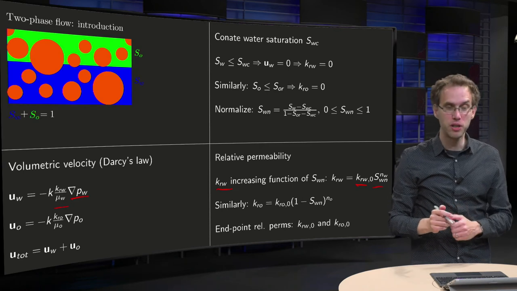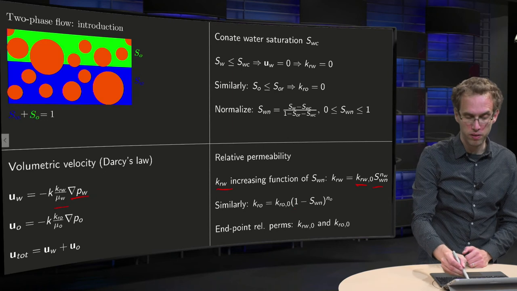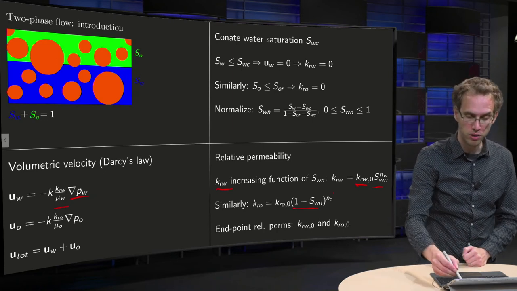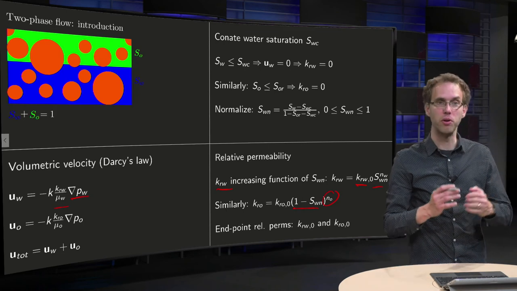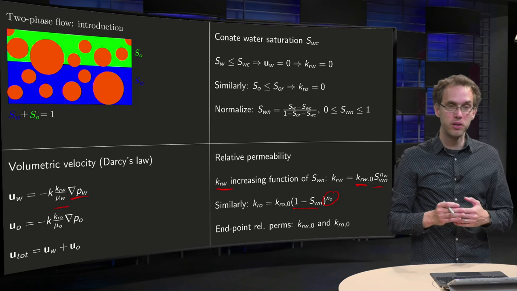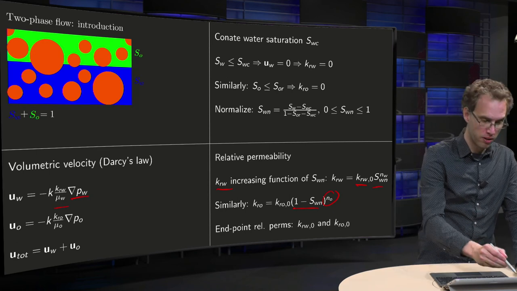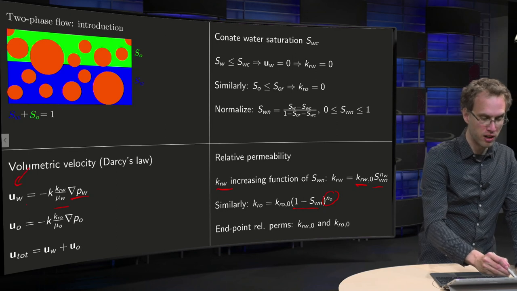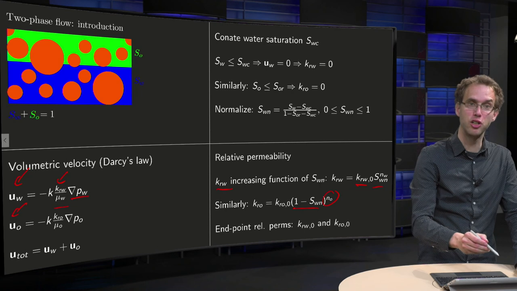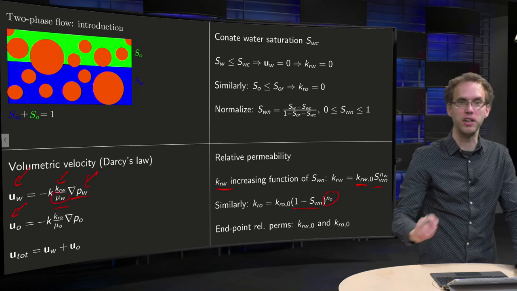And you can do something similar for your oil saturation. Then you need the normalized 1 minus SW. And you usually use another exponent, NO, to model the relative permeability of oil. And now, using those relative permeabilities, you can nicely express your velocities of your water phase and your oil phase in terms of your saturations locally, viscosities usually constant, and your pressure gradients.